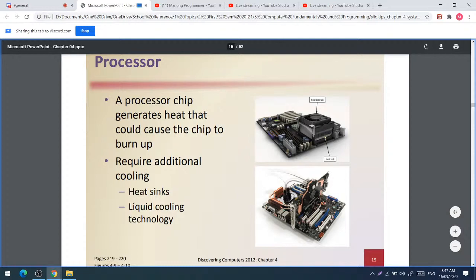So take note that a processor chip generates heat that could cause the chip to burn up. Kaya meron po tayong cooling system which is the heatsink po natin. Yung liquid cooling technology po natin sa mga gaming computer po ito. So yung mga nakikita nyong may mga kulay-kulay na system unit, nilalagyan po yun ng liquid cooling technology.